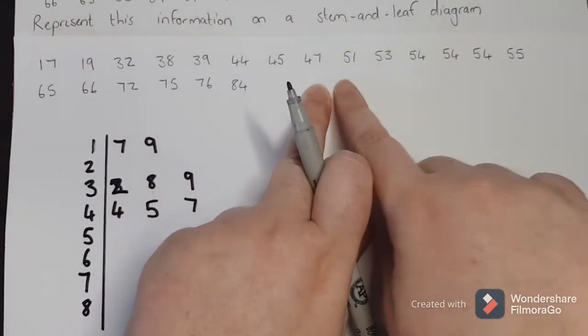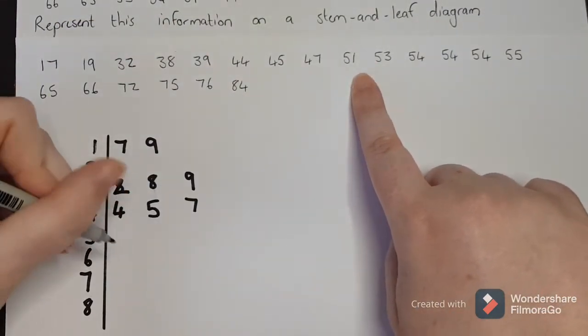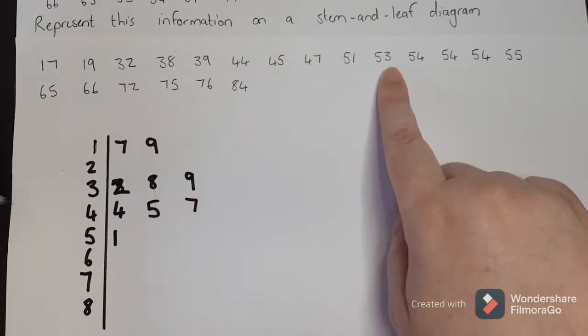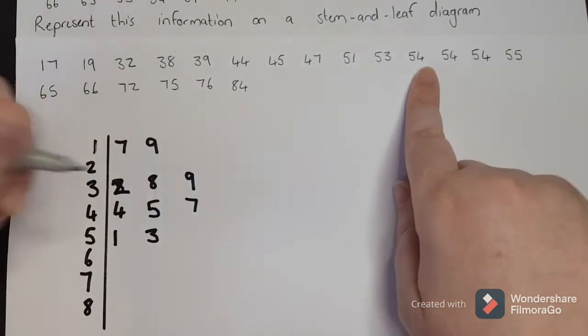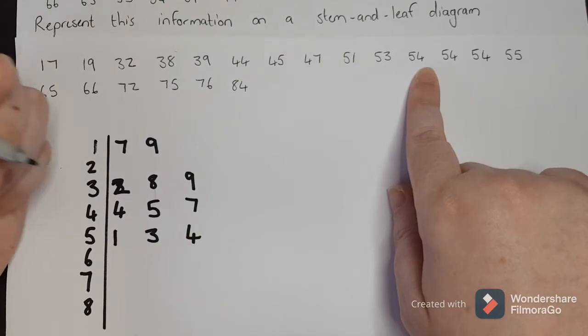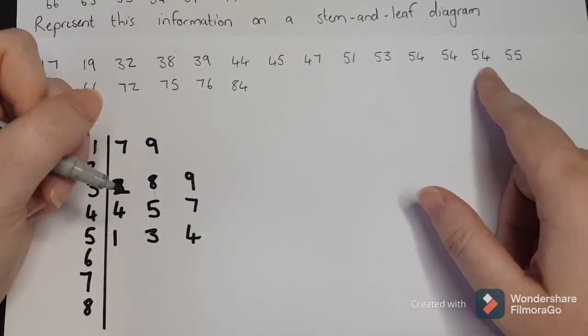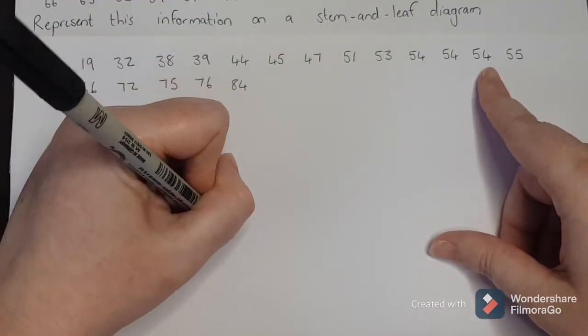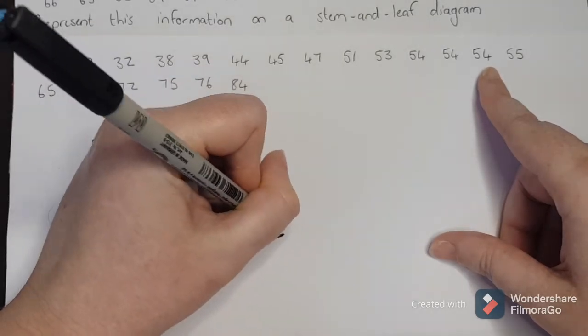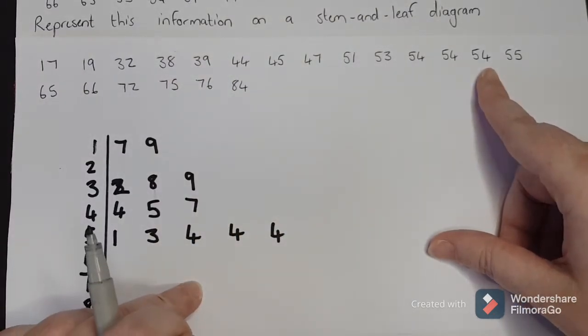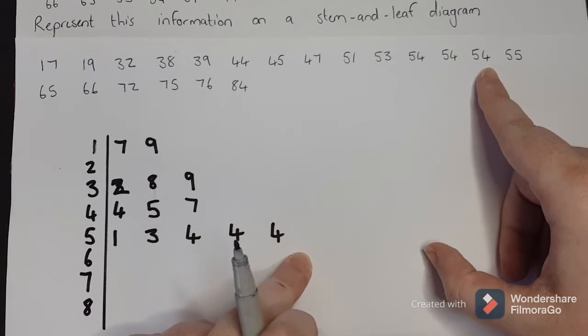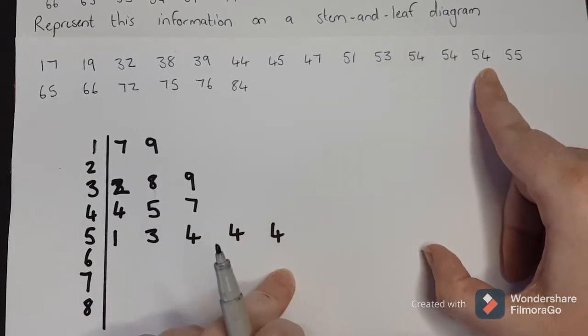And then we move to our next line of 50. So we have 1, 3, 4, and now we have another 4 and another 4. So you then have to write 4 and 4. It doesn't matter if they're the same number. There were 3 of those numbers that were the same, so we have to include them.